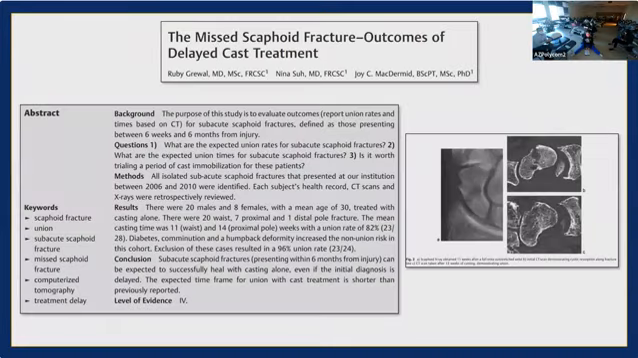This is a study by Grewal et al., the missed scaphoid fracture, outcomes of delayed cast treatment. What they looked at in this study was, for those presenting between 6 weeks and 6 months from injury, where the initial diagnosis was missed, were they able to immobilize them and get their scaphoid to heal? And they had good results.